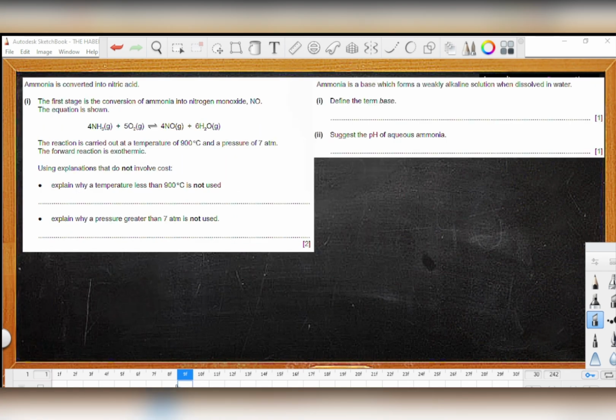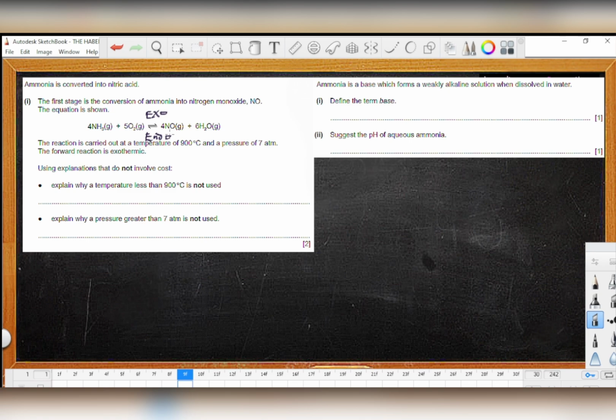Next question. Ammonia is converted into nitric acid. The first stage in the conversion of ammonia into nitric acid is the conversion of ammonia into nitrogen monoxide. Look at the equation. The reaction is carried out at 900 degrees Celsius and a pressure of 7 atm. The forward reaction is exothermic. What it means is that if this forward reaction is exothermic, then the backward reaction must be endothermic. Explain why a temperature less than 900 degrees is not used. Why can we not use a temperature less than 900 degrees?